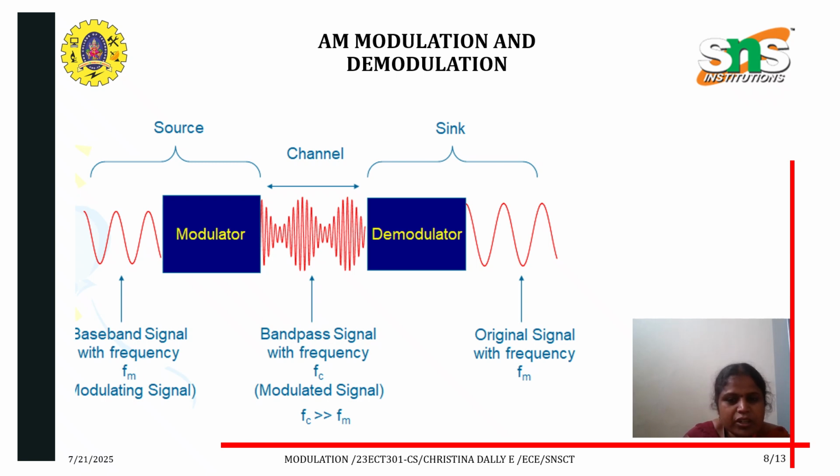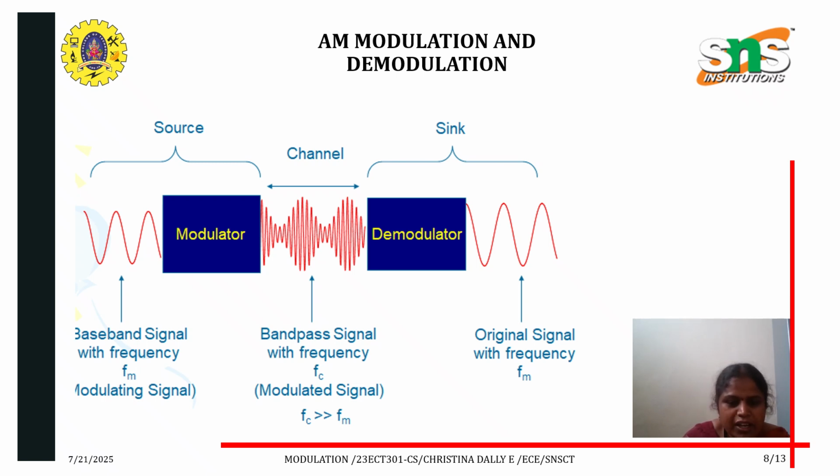Now we are going to see what blocks are present in AM modulation and demodulation. Before that, we have two types of modulation: one is analog modulation, another is digital. In analog, we have various types of modulation. The first modulation we are going to see is amplitude modulation.